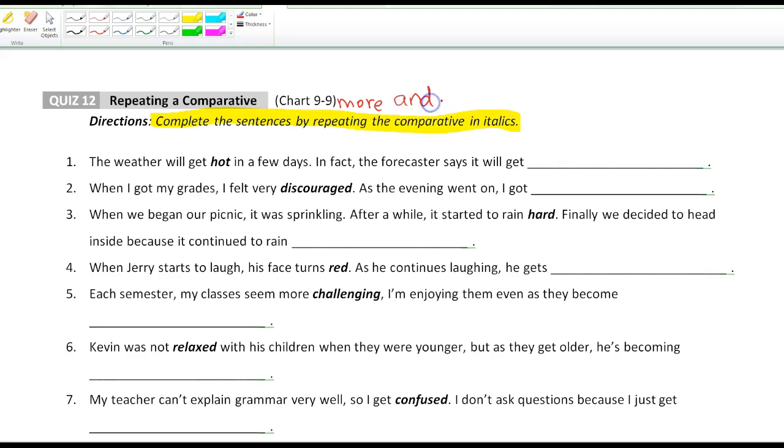More and more tired. Okay? And when do we do this? We do this when something is increasing. Okay? So, something is increasing. I am tired, but as the night goes on, I'm getting more and more tired. Okay? So that's how you repeat a comparative to express that something is increasing. My feeling of tiredness is increasing.